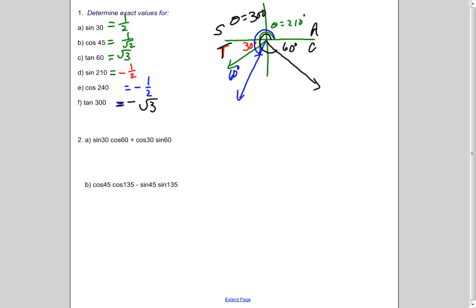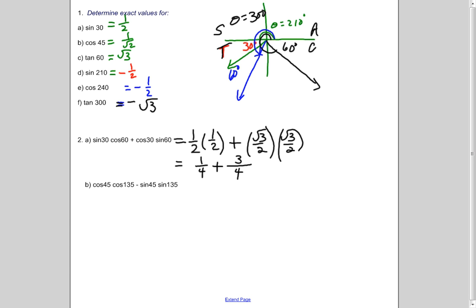Question 2 uses the same special angles, but we're going to use them to create a simplest expression. Sine of 30 is a half. Cos of 60 is also a half, plus cos of 30 is root 3 over 2, and sine of 60 is also root 3 over 2. So we're going to replace exact answers, and we're going to simplify as far as possible. A half times a half is a quarter, plus root 3 over 2 times root 3 over 2 is root 9, or regular 3 over 4. 1/4 plus 3/4 is 1.